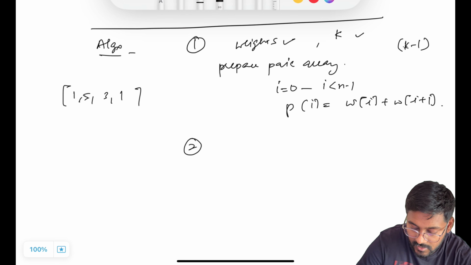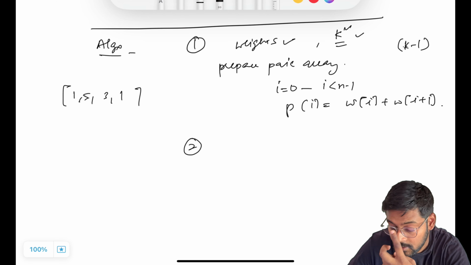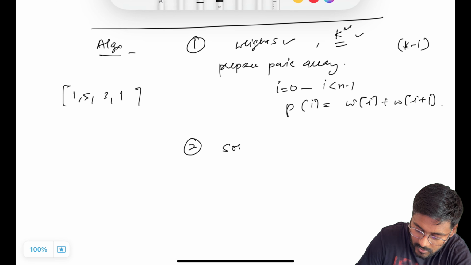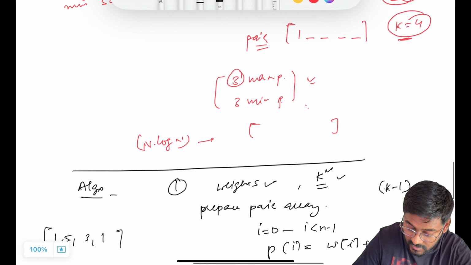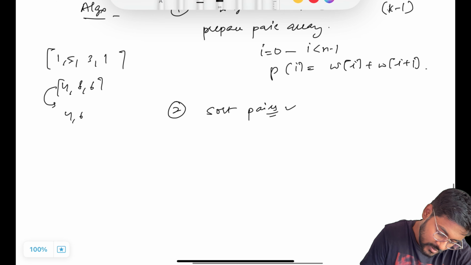we have to make k slices, and for that we are going to make k minus 1 cuts, and we are going to use the k minus 1 top pairs and the least pairs. So definitely we have to sort all of these pairs. Let's say in this case the pairs were 4, 6, 8, 6. Now if I do the sorting, it will be something like this: 4, 6, 6, 8.